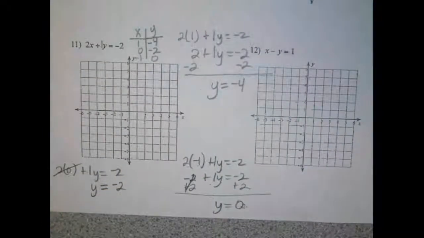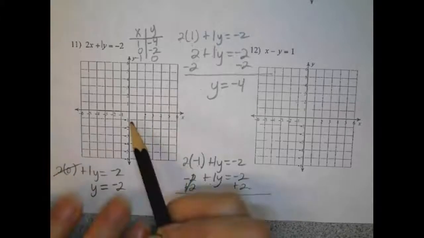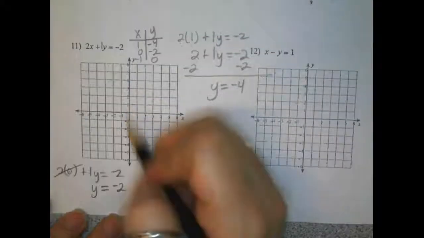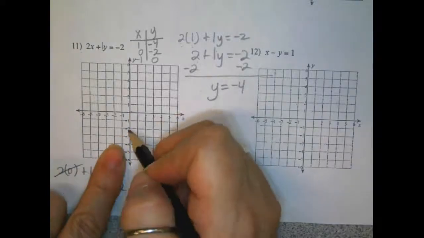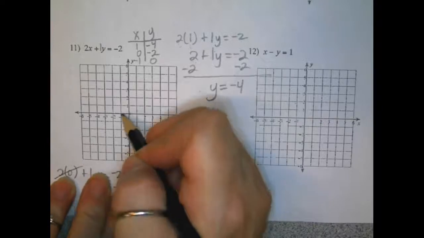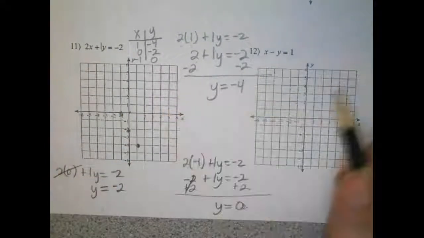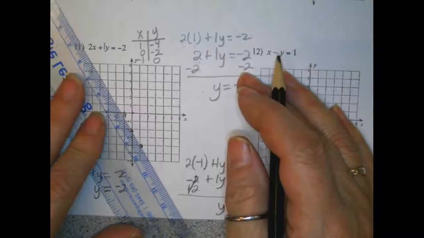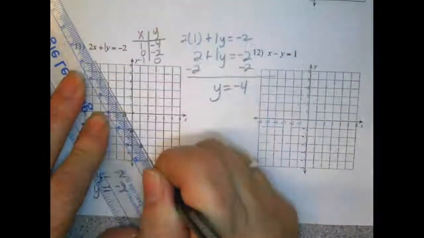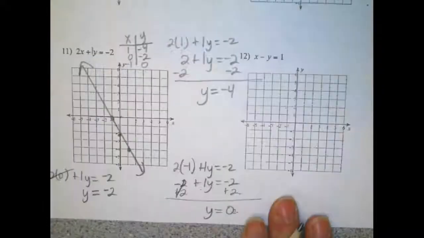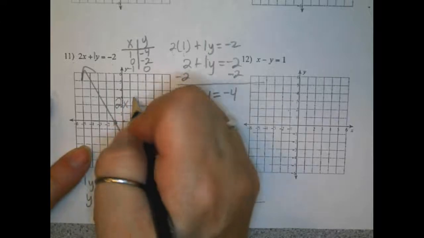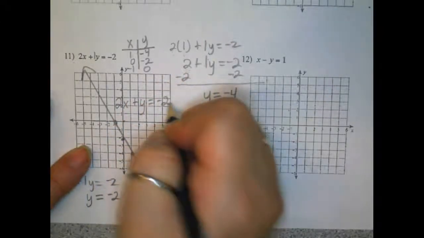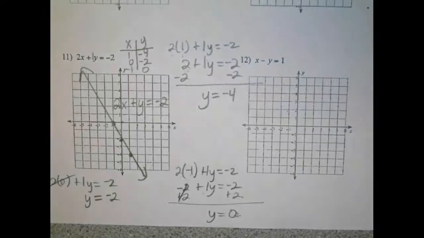And now I can graph it. Super easy, right? When x is 1, y is negative 4. When x is 0, y is negative 2. When x is negative 1, y is 0. And that gives me 3 dots in a very clean straight line that I can graph. Drawing my line end to end, putting arrows on both ends. And don't forget to label it your original equation. 2x plus y is equal to negative 2. That wasn't that hard, was it? No, it wasn't.